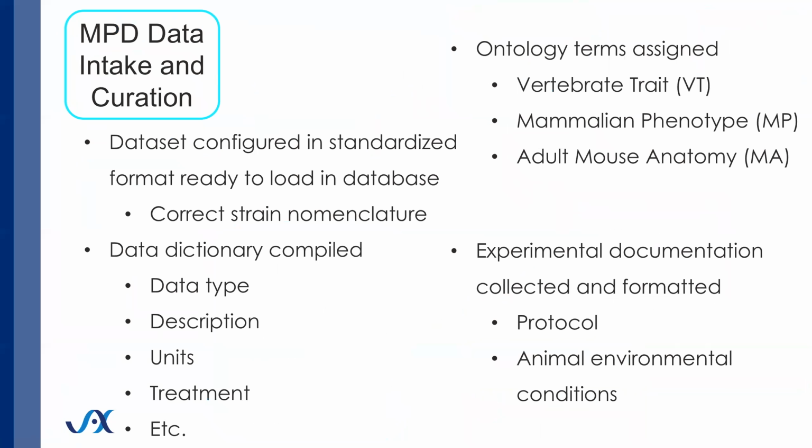MPD data intake and curation is all about datasets being configured in standardized formats, ready to load into the database. Correct nomenclature is absolutely necessary. Also, a data dictionary needs to be compiled, which includes data type, description, units, treatment, and other things. Ontology terms need to be assigned, and we use vertebrate trait, mammalian phenotype, and adult mouse anatomy ontologies. Experimental documentation has to be collected and formatted, and that gets turned into a protocol document, and animal environmental conditions.